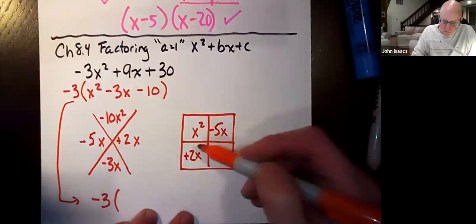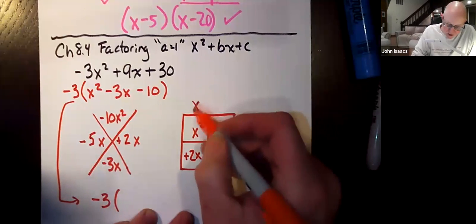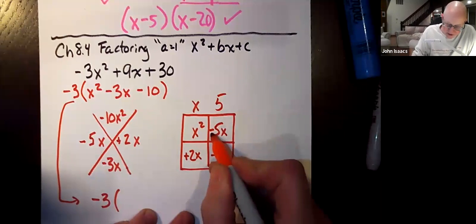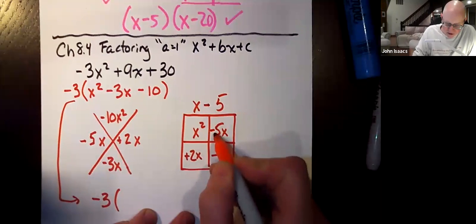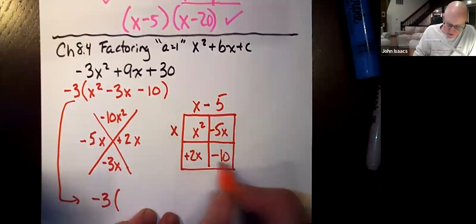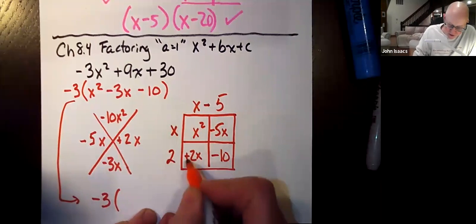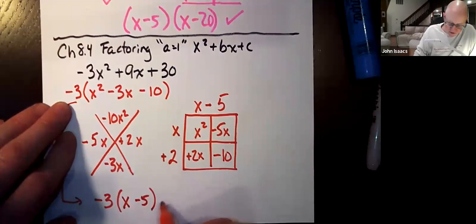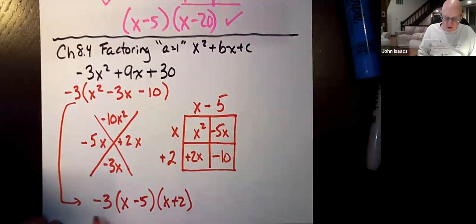Now, greatest common factor, x. Greatest common factor, 5. We need to take that sign. We always need to take this sign and put it up here. Whatever the sign is in this box goes here. Greatest common factor, x. Greatest common factor, 2. We need to take this sign. Whatever sign is here goes here. So our results are x minus 5 times x plus 2. And we are done. This will multiply back out to that if it was done properly.